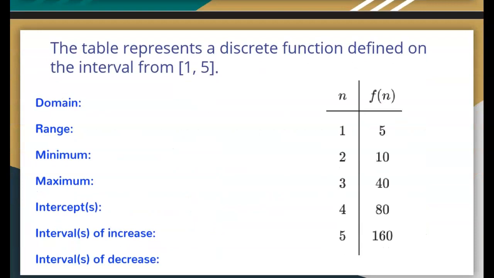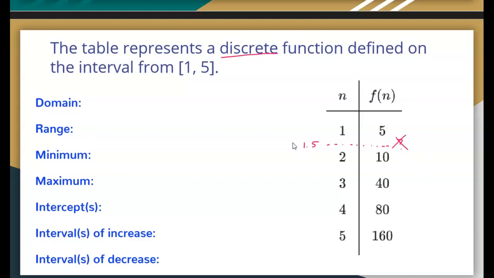Okay, this table represents a discrete function defined on the interval from 1 to 5. It's actually a really dense sentence with information. One thing it tells us is it's discrete. So we have to remember what discrete means. It means dots that are not connected. So that tells us, would we have a value in here, like a value at 1.5? Would that exist?